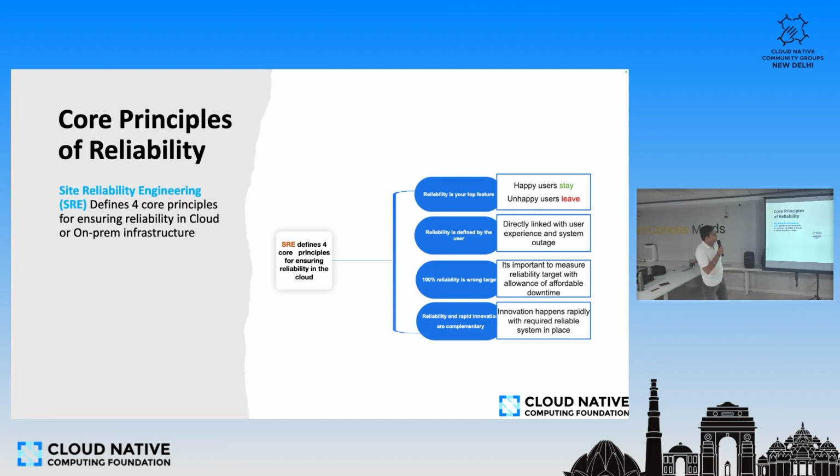Okay, next point is that 100% reliability is the wrong target. Yes, 100% reliability is not a good thing, it is a wrong thing, because you cannot achieve 100% service uptime. Even Google goes down, Facebook goes down. You cannot expect these big names to be available all the time.